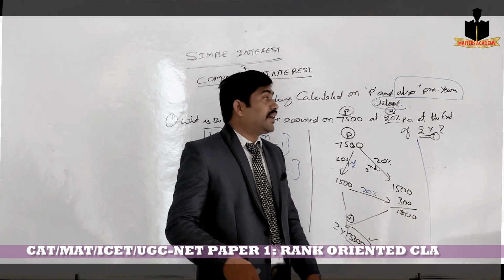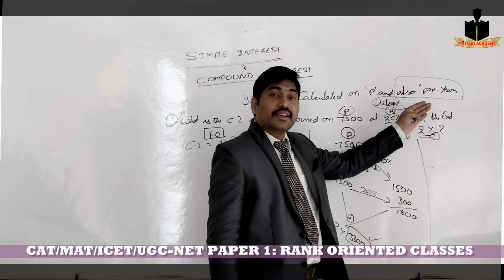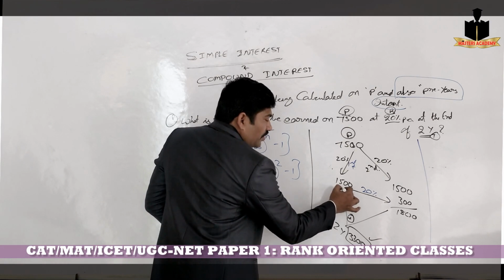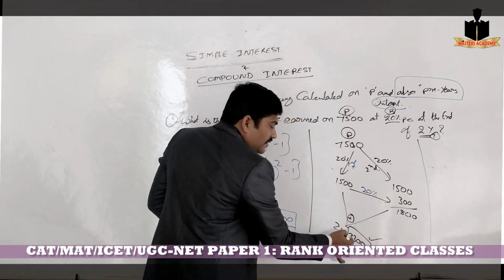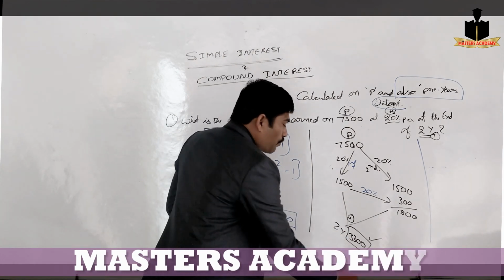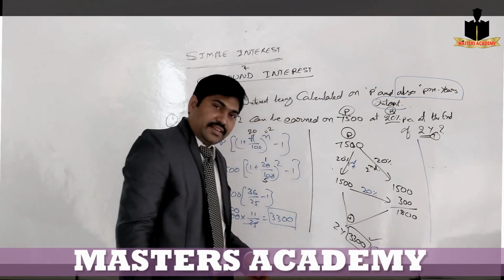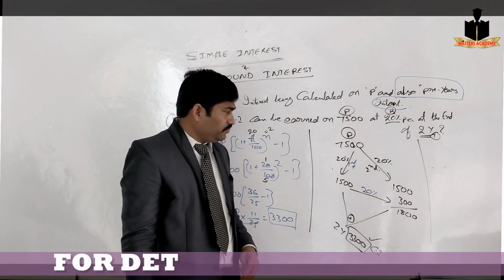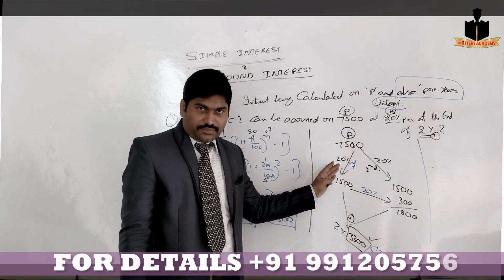But here we are required to calculate at the end of 2 years. So we need to add the first year's interest as well as the second year's interest. Both should be added. So this is the final compound interest: 3300. This is a graphical representation.